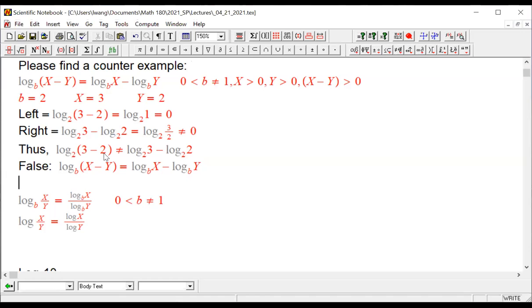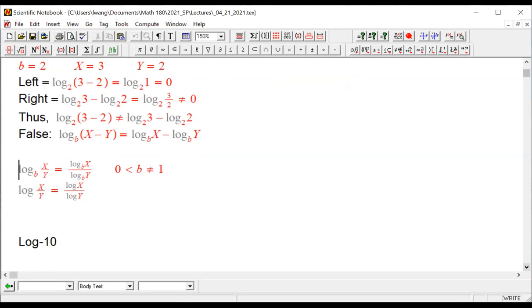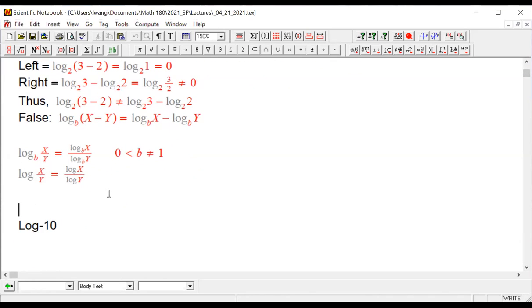Very good job, Bailey. Okay, now let's look at the next two. If you look at number 3 and number 4, number 4 is actually a special case of this one. So if this is false, this is false. Do you follow me? So you don't need to give a separate example, but you certainly can.